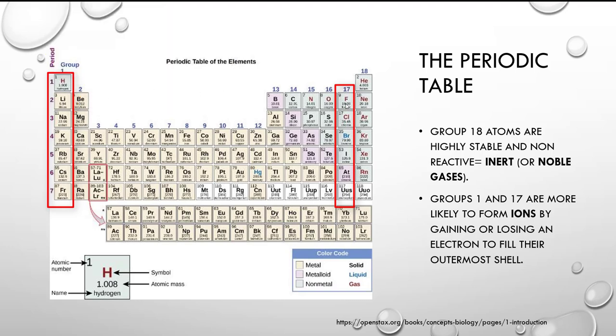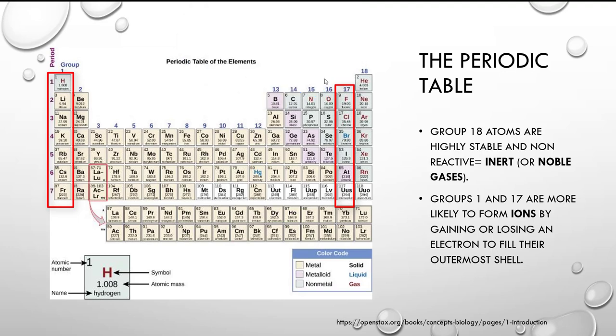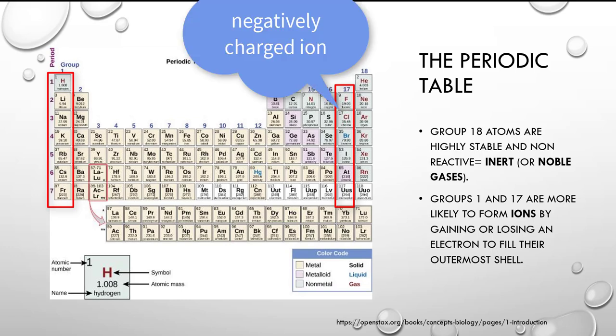Fluorine would love to gain an extra electron because it has 7 electrons in its outermost shell. If it gained that extra electron, it would have 8 electrons in its outer shell, or actually 10 electrons total, because it has 2 in the innermost shell, to its 9 protons. So it would have an extra electron, making it a negative ion.